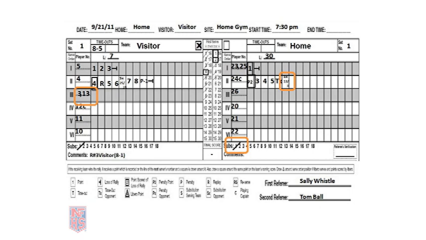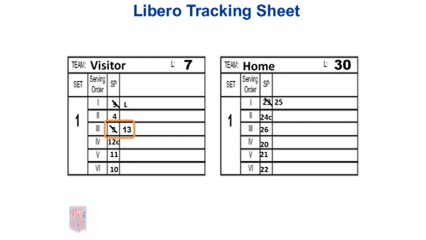Visitor requests a substitution, 13 for 3. We will record in the next box of home 24 SX 13/3. In the player number column, a comma is placed by 3 and 13 is written to the right of the comma. Then slash the 1 under visitor subsection to show this is the first substitution used by the team. The Libero tracker will slash visitor number 3 and write 13.